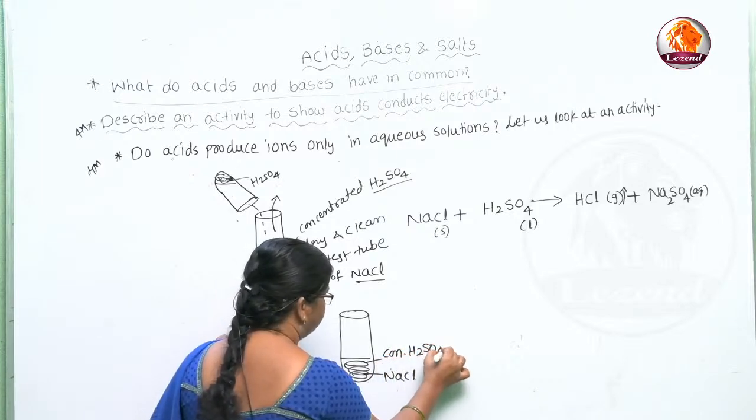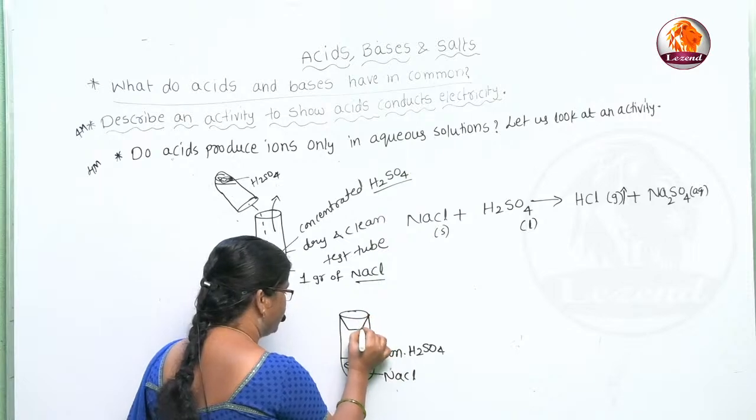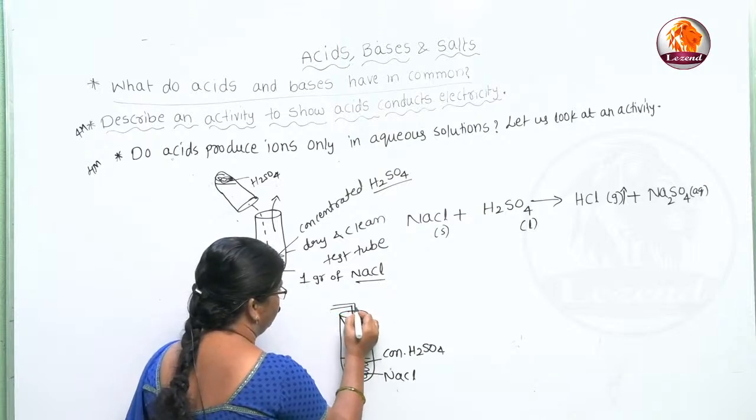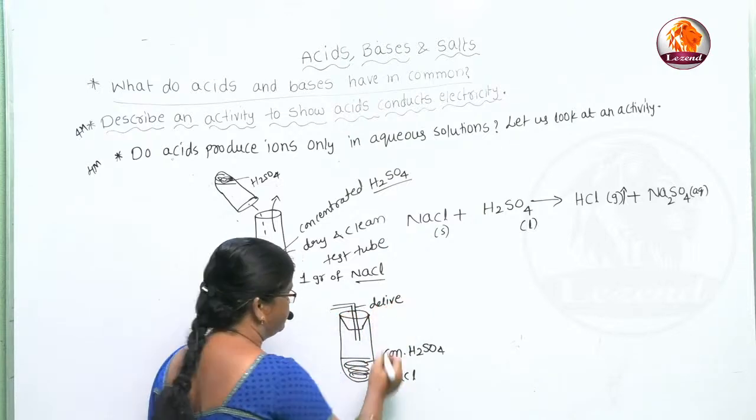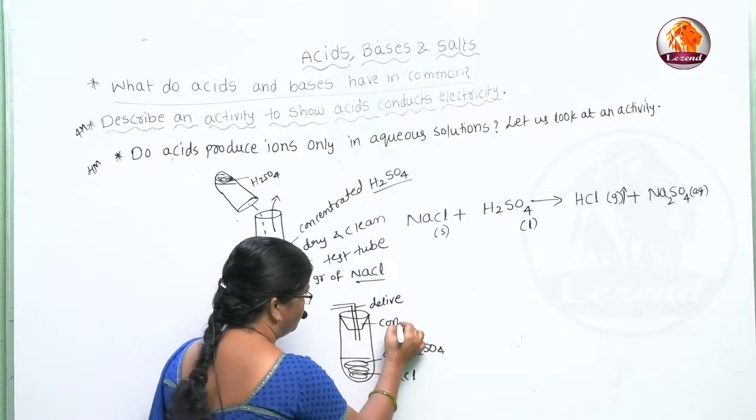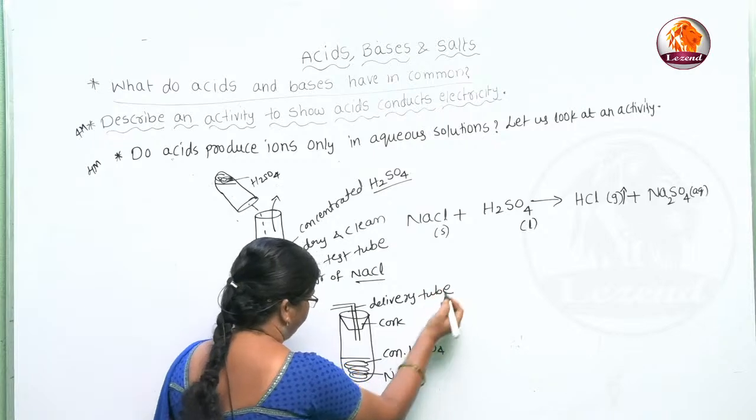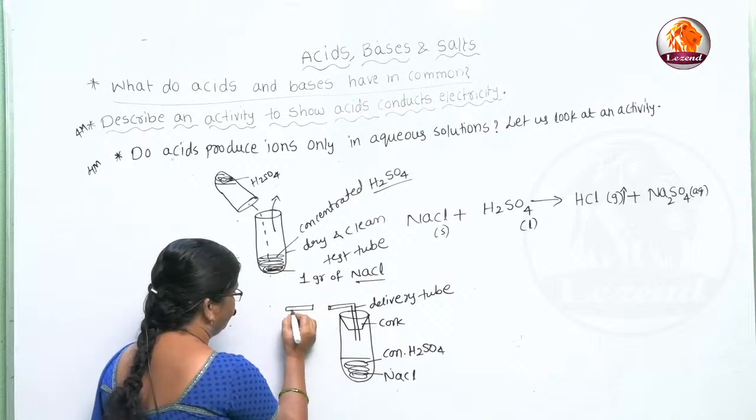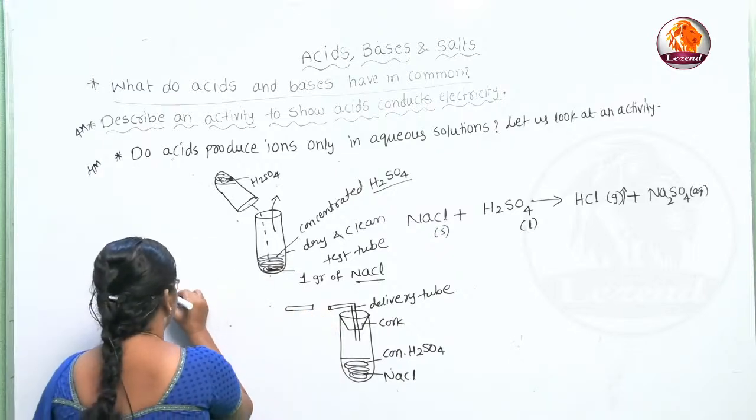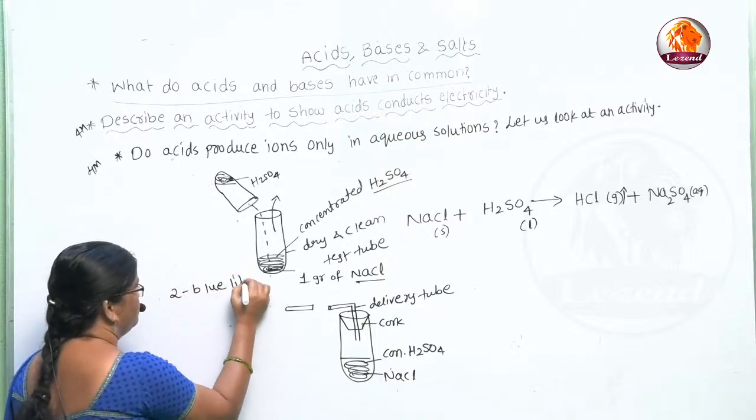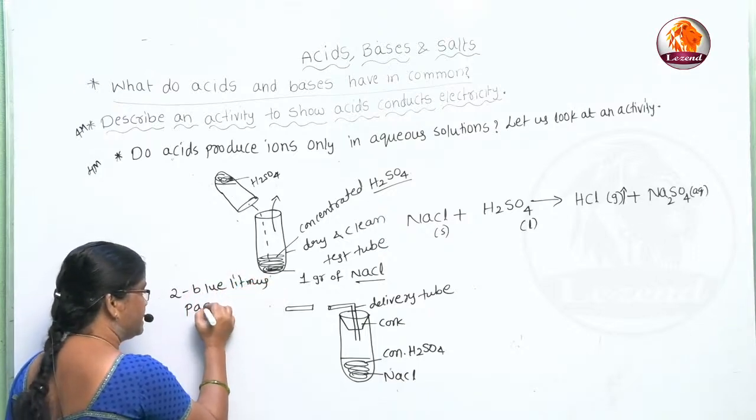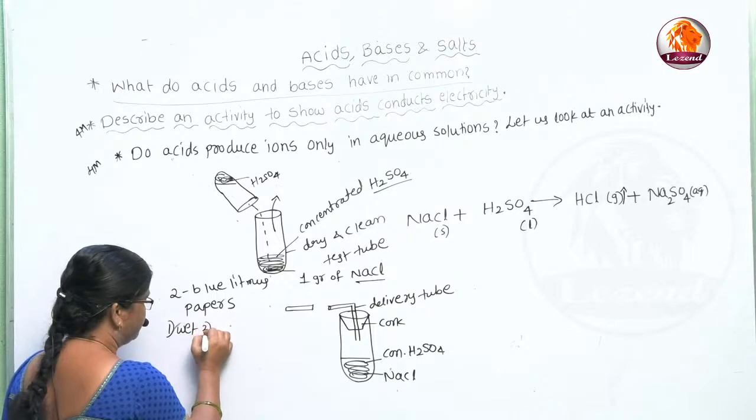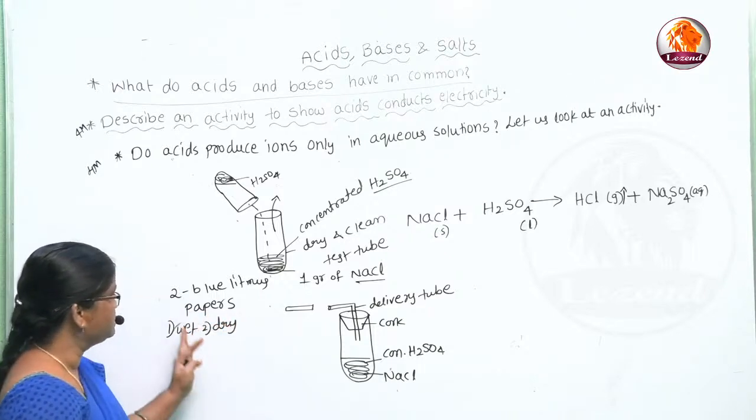Concentrated sulfuric acid, same test tube we have to close with a one-hole rubber cork, and through this one-hole rubber cork we will pass the delivery tube. Okay, so now here we have to take two blue litmus papers. That evolved gas we have to test with two blue litmus papers, one is wet and the second one is dry.